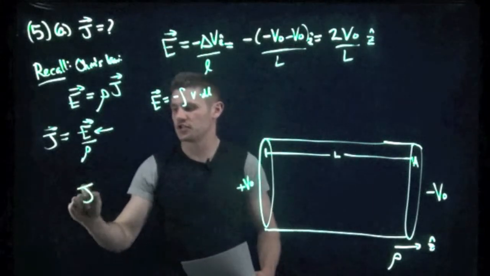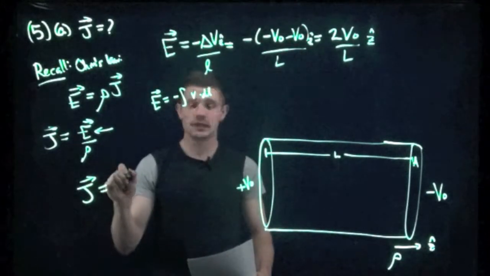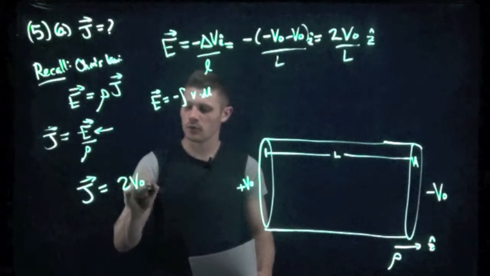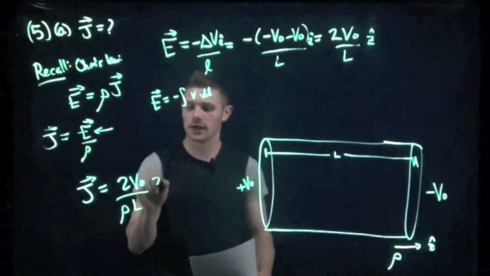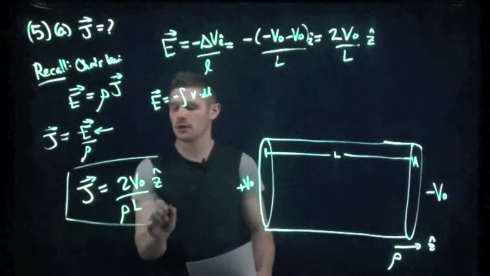So our current density J is simply given by E, 2 V naught over L, multiplied by our uniform resistivity ρ, and that's in the z hat direction.